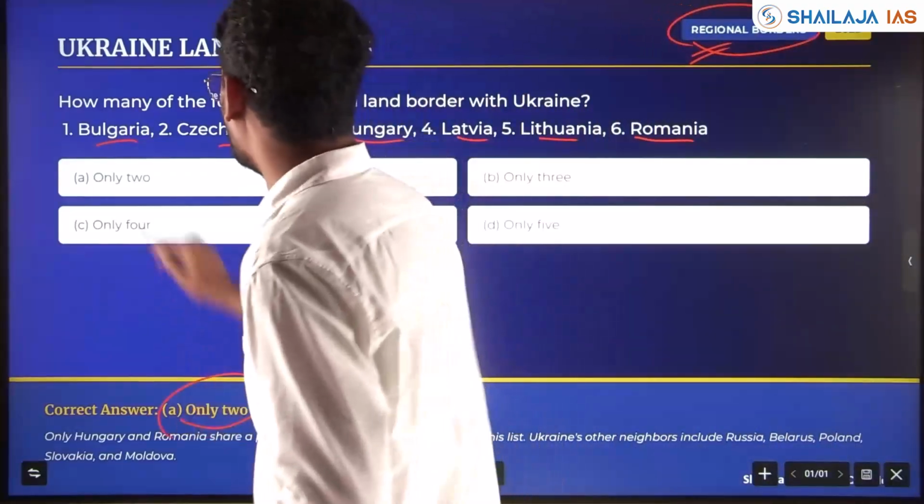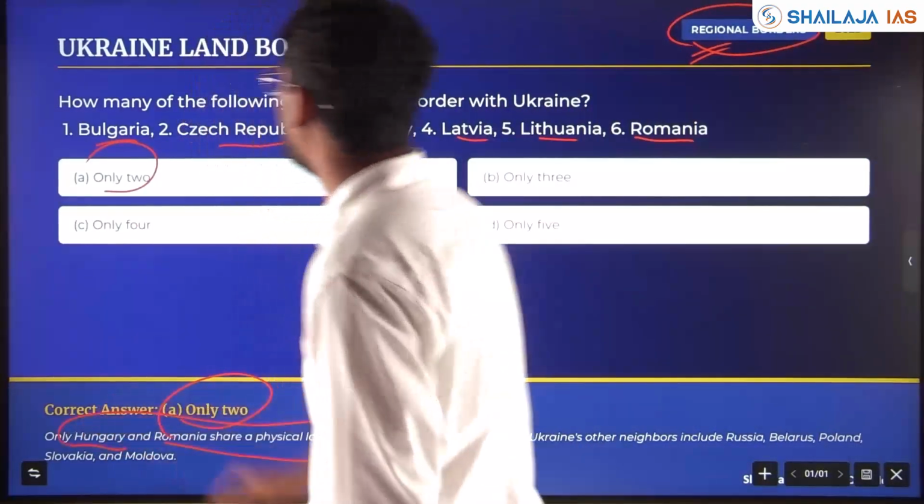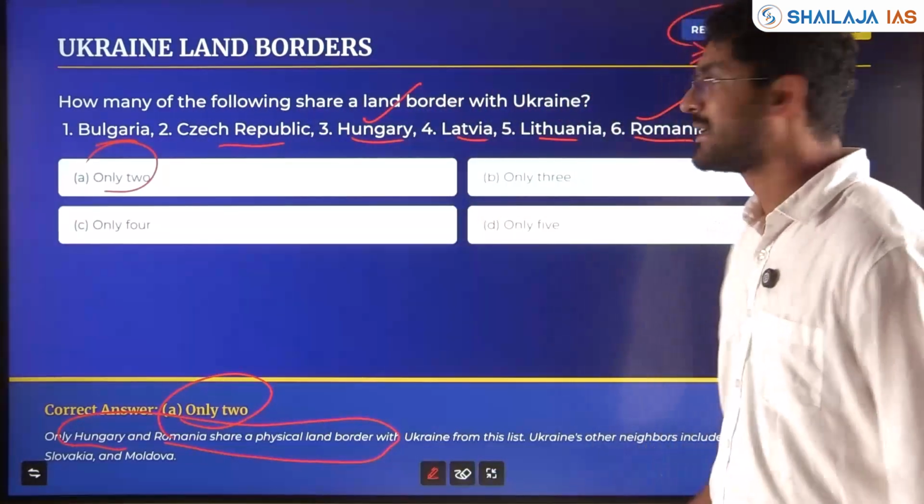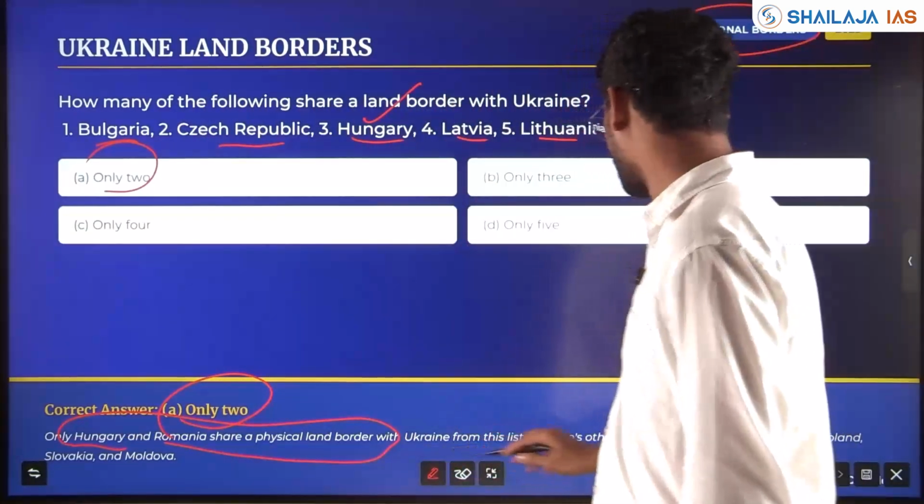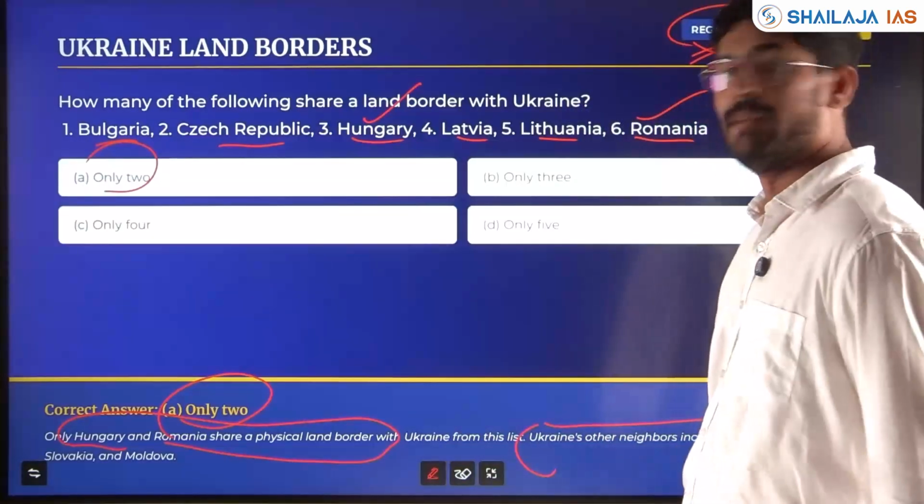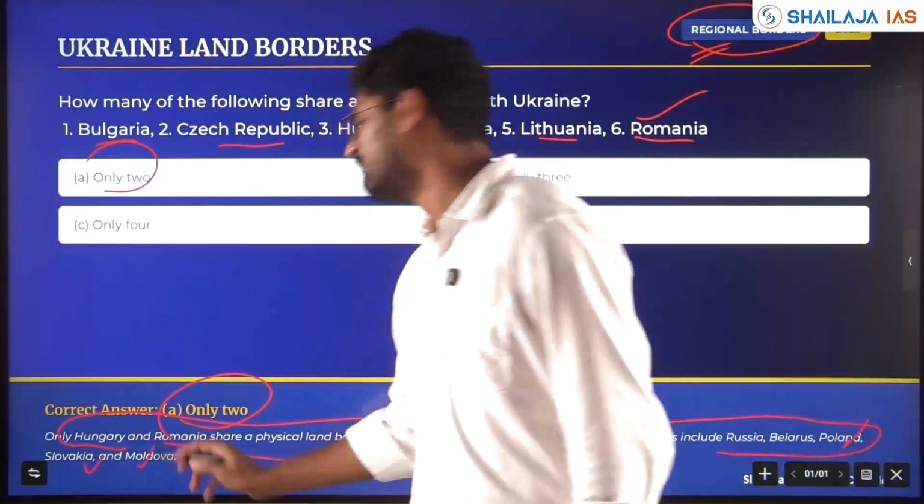Here only two. Which are the two? Only Hungary and Romania share a physical land border with Ukraine. Ukraine's other neighbors include Russia, Belarus, Poland, Slovakia and Moldova.